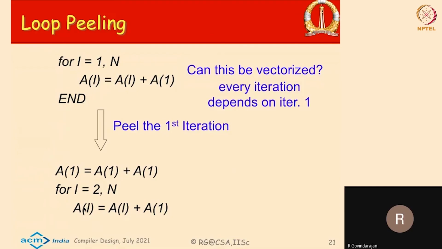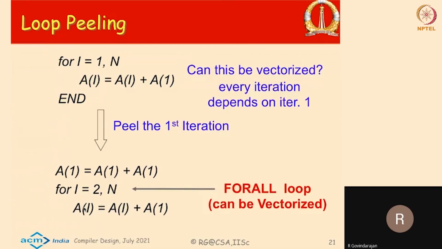This is what is called loop peeling. You can either peel the first iteration or you can peel the last iteration. You will peel the last iteration when you have array elements involving A of n. So this is a simple loop transformation which allows you to parallelize this loop. When you can do this, you can actually vectorize the loop. You can make the second for loop a for all loop.